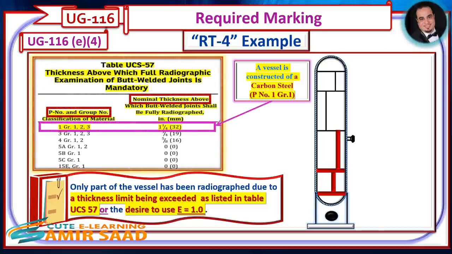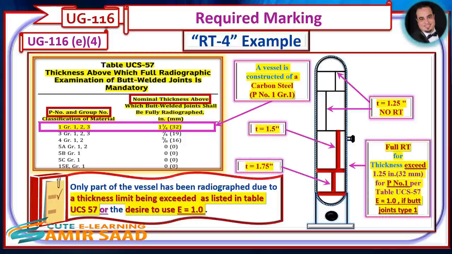As illustrated in table UCS-57, if the vessel is constructed of P number 1 group number 1, 100% RT is required if the thickness exceeds 1.25 inches, 32 millimeters. So, thickness equals 1.25 inches: no RT required. Full RT for thickness exceeding 1.25 inches, 32 millimeters, for P number 1 per table UCS-57. E equals 1 if butt joints type 1.